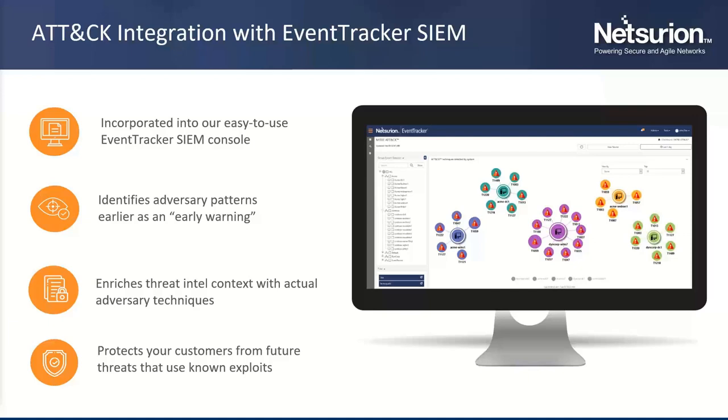So we've incorporated this into our Event Tracker SIM console. This is the security of the software component of our offering. You can see a visual of this on the right-hand side. The center spoke of these diagrams are endpoints that we would be monitoring. And like I said, here at NetSharing, in our Event Tracker service, we have our Security Operations Center, our SOC, monitoring these 24 hours a day, 7 days a week.